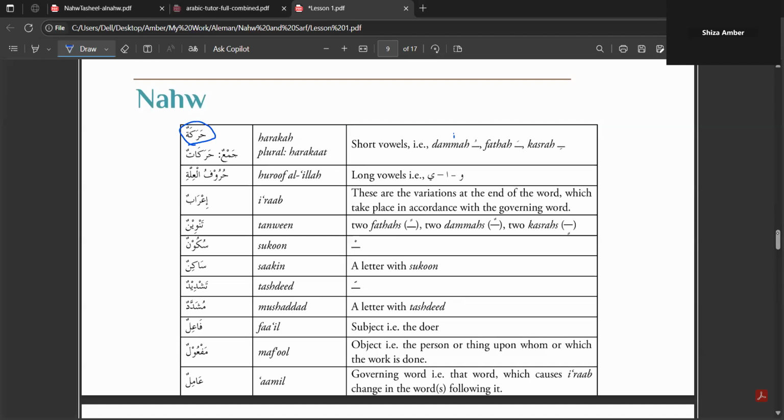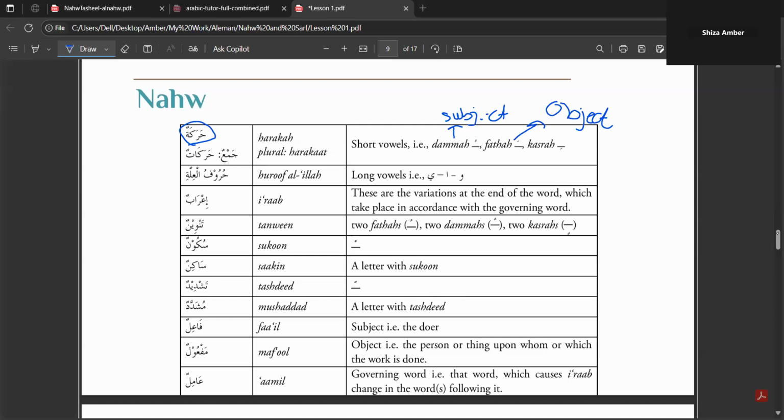As for now, you know that we put a dhamma on the subject, right? It's Arab, it's the ending. Subject will always have a dhamma. But if we talk about an object, the object will always have a fatha, right? So this is how you will learn slowly and gradually which haraka we need to put on which word.